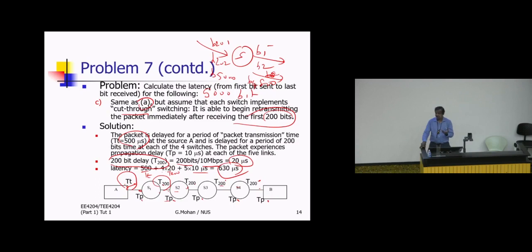But if you start transmitting before you receive all the bits, and there is an error, you have already propagated the error. I mean, you already consumed bandwidth on the next link. So that's the key drawback of this. So generally switches now prefer store and forward type. They don't do cut-through, though commercially cut-through switches were there.